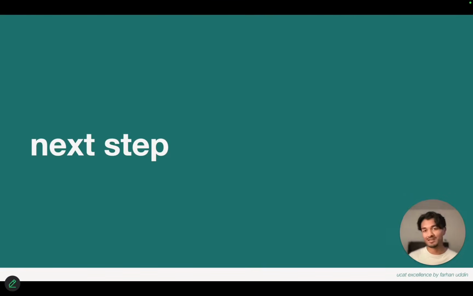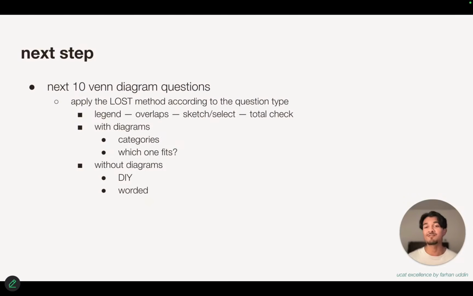So here's your next step. For the next 10 Venn diagram questions you do, I want you to apply the LOST method according to the question types. So LOST, just as a summary, is legend, overlaps, sketch or select, and then a total check. And apply it to all of the question types that come your way.